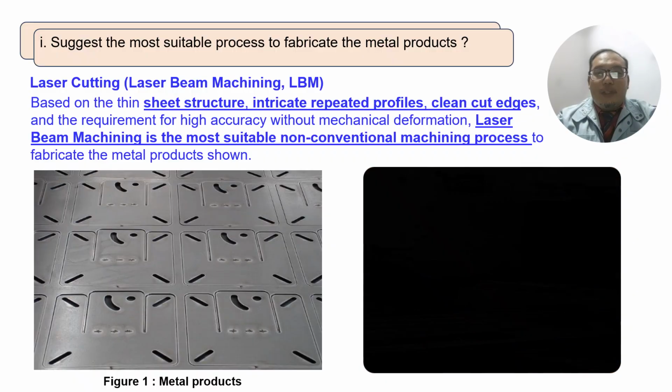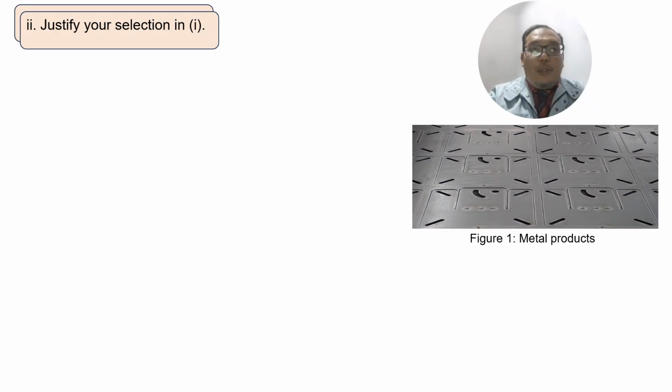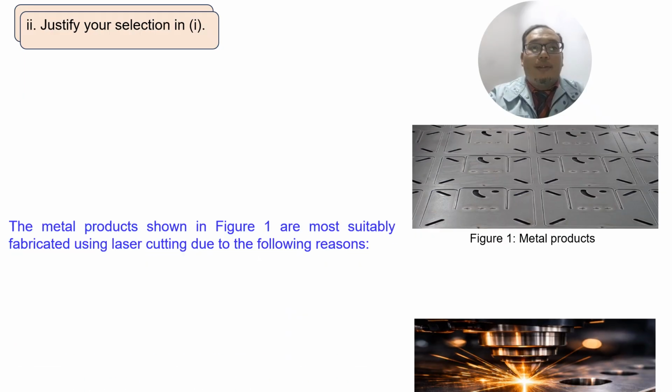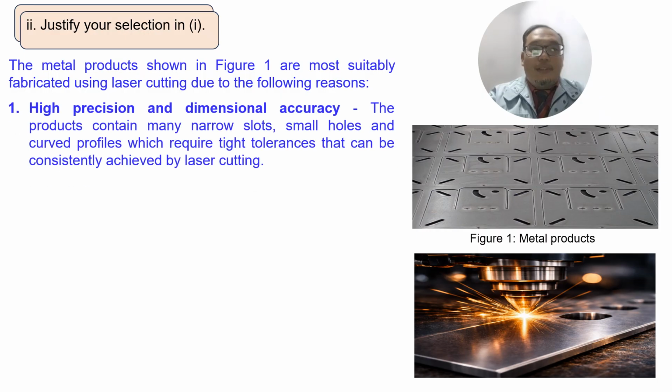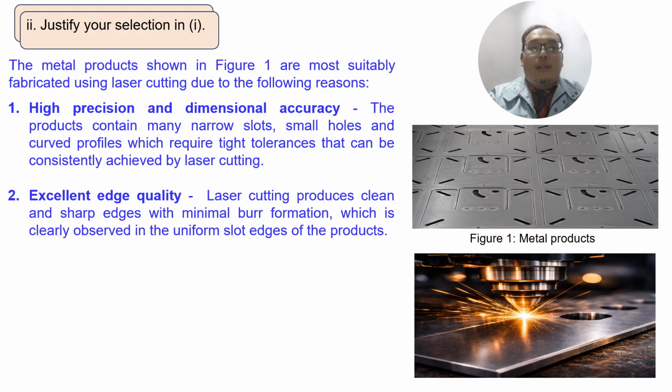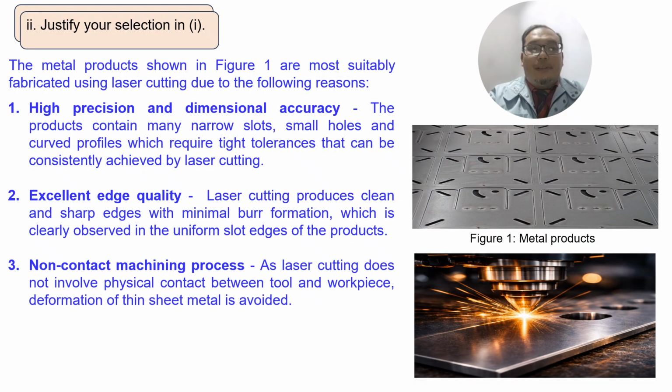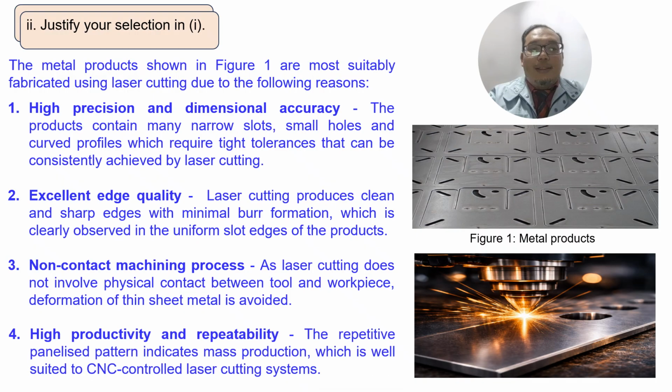Okay, we go to the next question. Now we have question 1.2. Justify your solution in 1.1. The metal products shown in Figure 1 are more suitable to be fabricated using laser cutting due to the following reasons. Reason number 1, high precision and dimensional accuracy. Reason number 2, excellent edge quality. Reason number 3, non-contact machining process. And reason number 4, high productivity and repeatability.